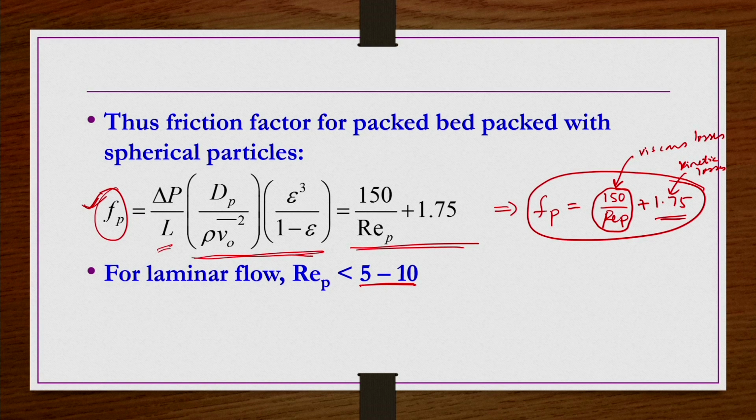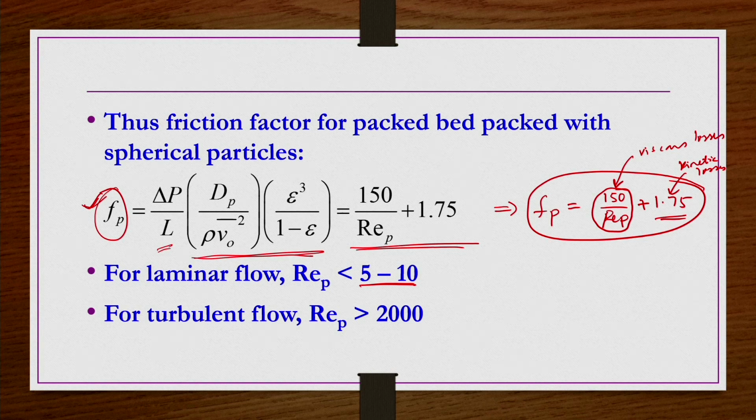For Re_p from 5 to 10, it is going to be laminar flow, and under such condition f can be directly taken as 150 by Re_p, not necessary to add 1.75. Even if it is added, that is going to make a very small difference. Similarly, for turbulent flow, when Re_p is greater than 2000, then f_p is equal to 1.75 only, a constant value. So that is not going to change in general.